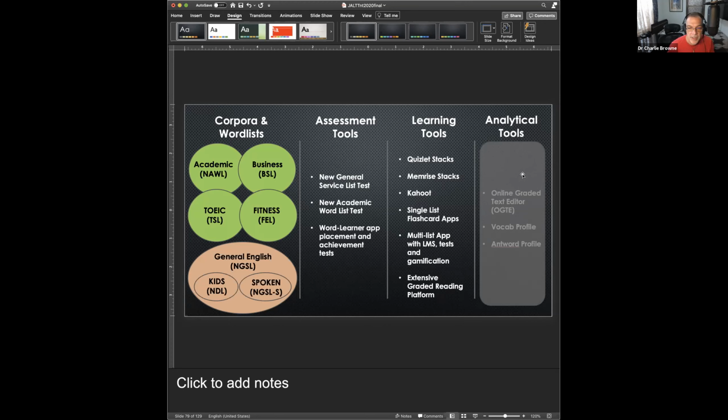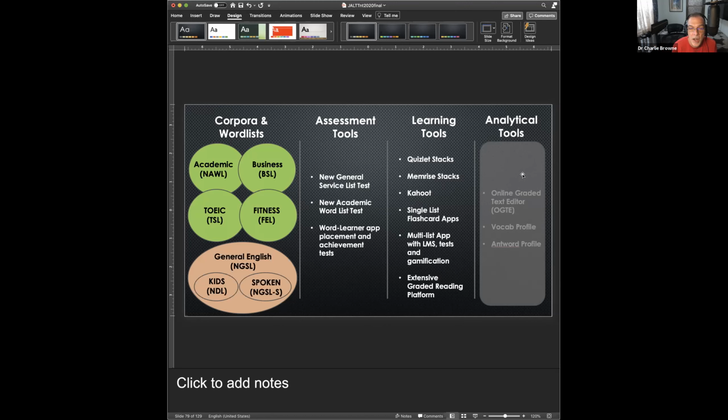We also have several analytical tools. One is called OGTE, the Online Graded Text Editor. This is a tool that allows you to look at the difficulty of texts that you want to use with your students in terms of coverage by the NGSL or by any of my other word lists. But it also allows you to simplify those texts so that they're closer to your students' level. So the OGTE is a very easy to use and very good tool for bringing the level of reading materials and listening materials to the level of your students.